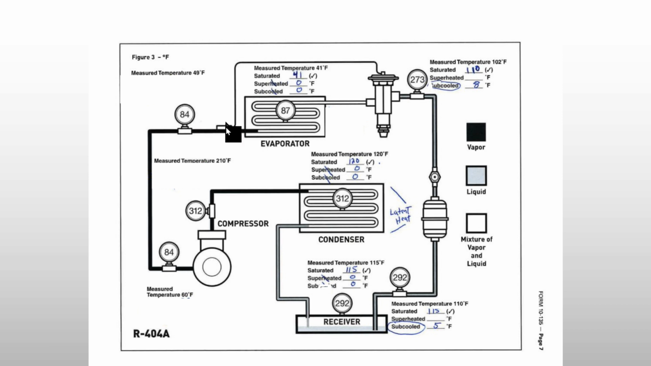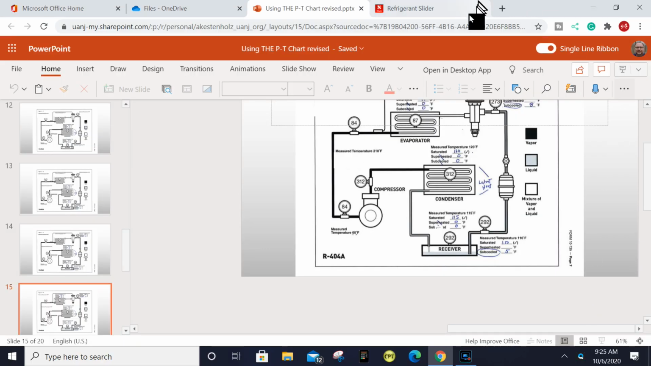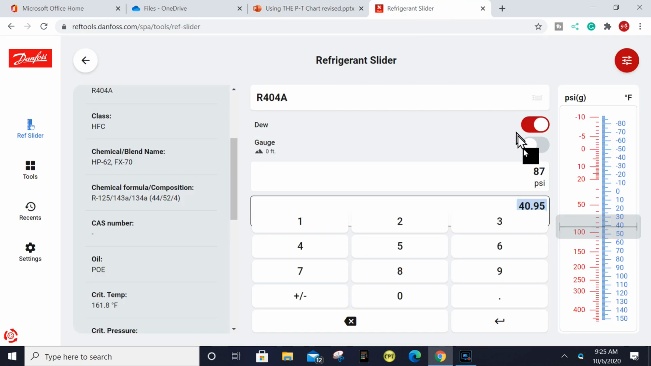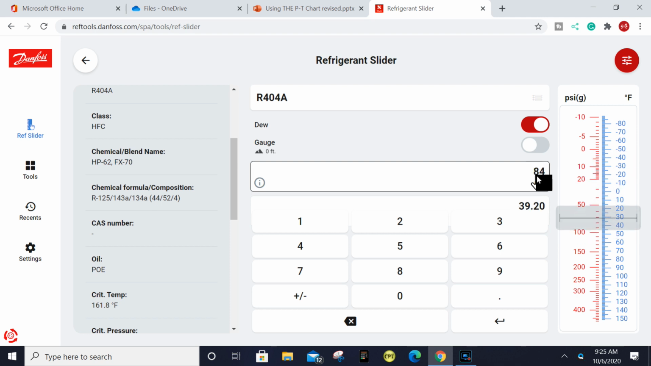Now I want to know what is leaving the coil. This is going to allow me to adjust my expansion valve to make sure I have the proper superheat for my expansion valve. So I'm 84 psi. Go back to the Danfoss slider app. And we're going to stay on the dew point because we're on the vapor side. And we're going to enter in 84. And I'm 39.2. All right, so I'm just going to round that down to 39.